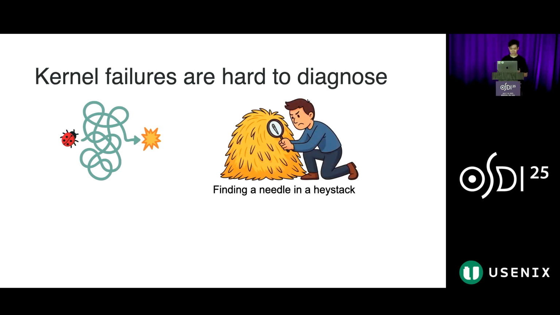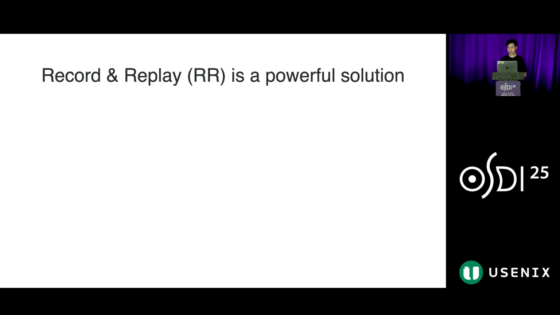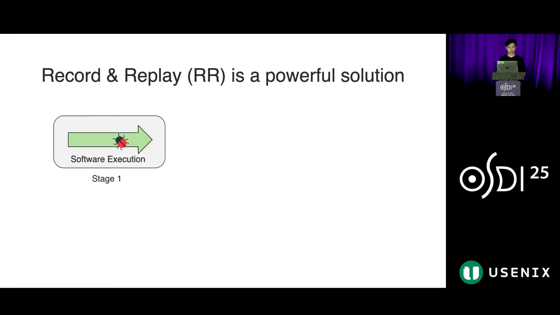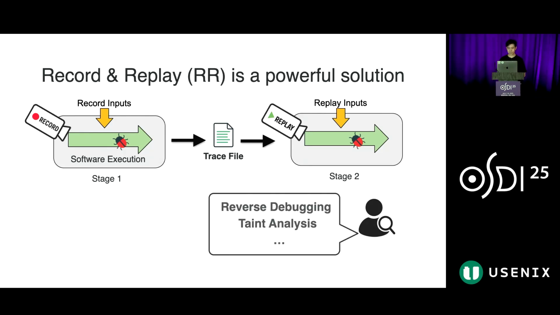So the key question in this talk is: how can we help developers diagnose complex kernel bugs easily? Record replay, or RR, is a powerful solution. During software execution, all the external inputs are recorded into a trace file. With the trace file, we can rerun the same execution deterministically. This makes the failure repeatable and enables useful analysis techniques, such as reverse debugging, taint analysis, and more.